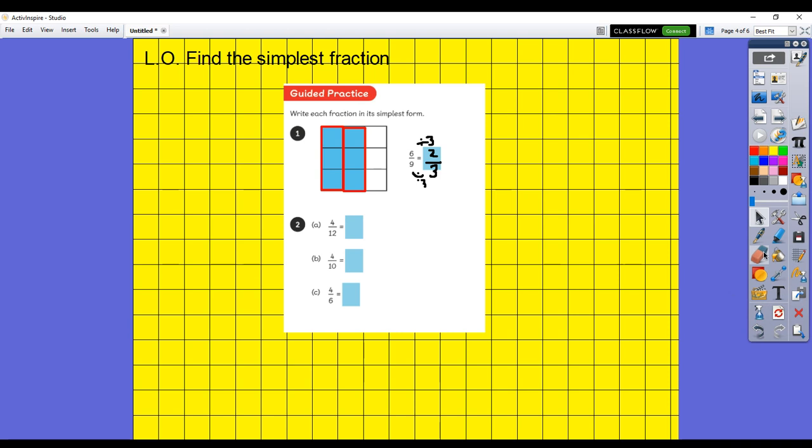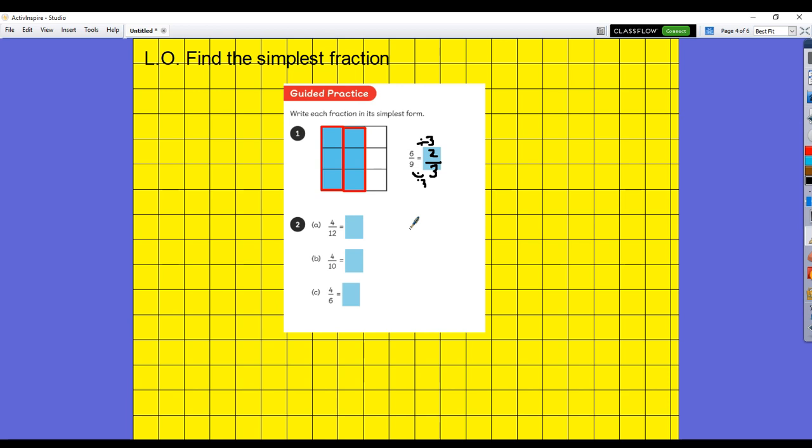4/12. So what number goes into both 4 and 12? Well, we know 2 does. Do any other numbers go into 4 and 12? Obviously 4 does as well. So 4 divided by 4 is 1. And then what's 12 divided by 4? Let's do our 4 times table. Get your piano fingers out. 4, 8, 12. That's right. We've got 3. So that's going to be equivalent to 1/3 in its simplest form. 4/12 and 1/3 is in its simplest form.